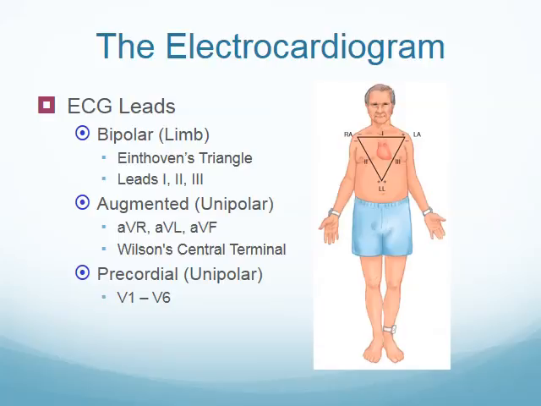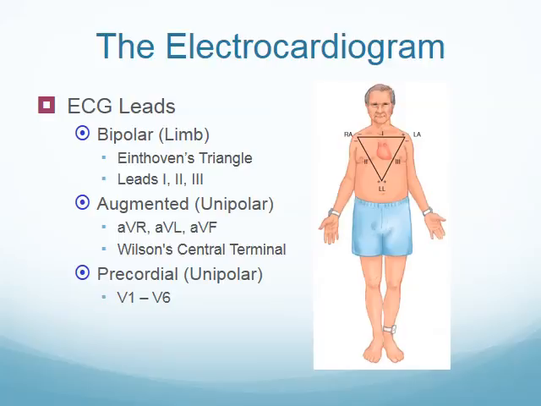The camera for lead 1 is located over here on the left arm, and the negative electrode over here on the right arm. So our camera is looking from the left side of the heart over to the right side of the heart. In general, electricity is also moving towards the camera on lead 1, so we would expect that to be positive as well in our ECG tracing.